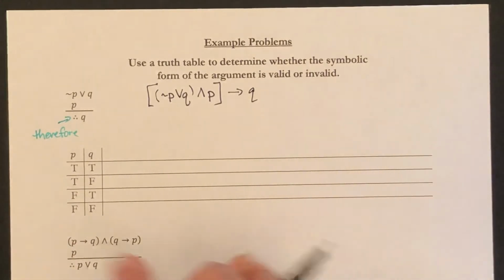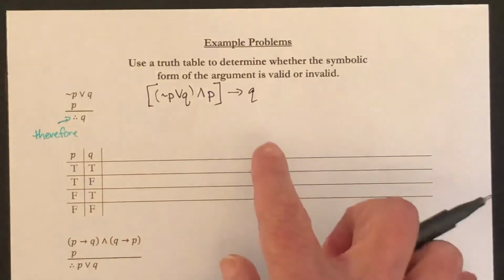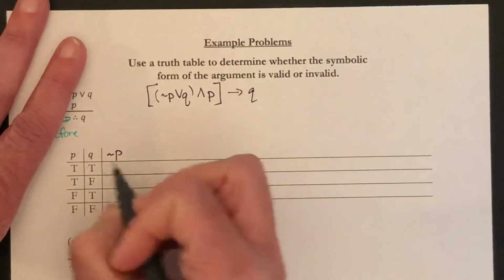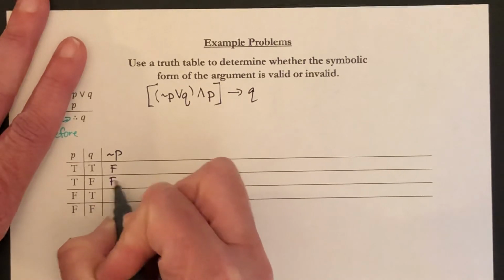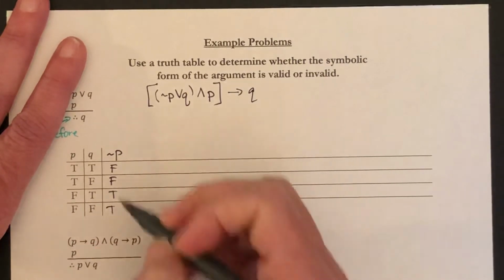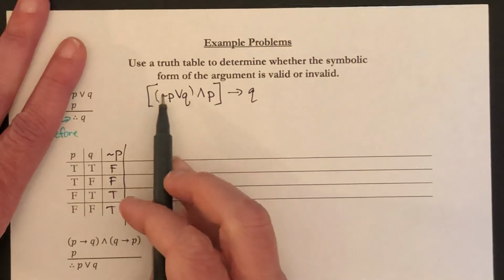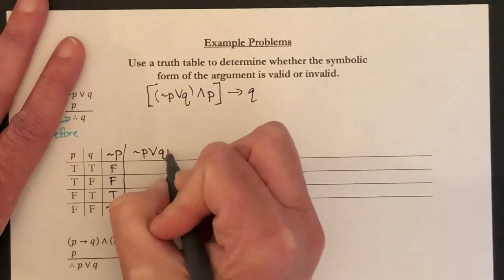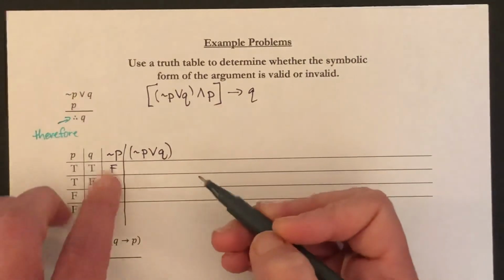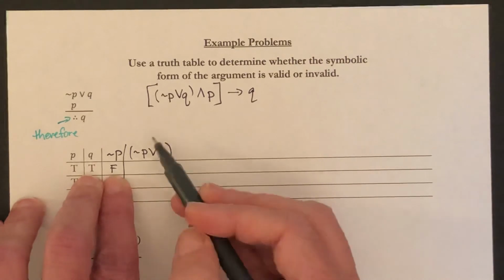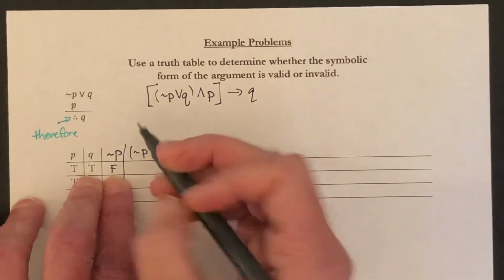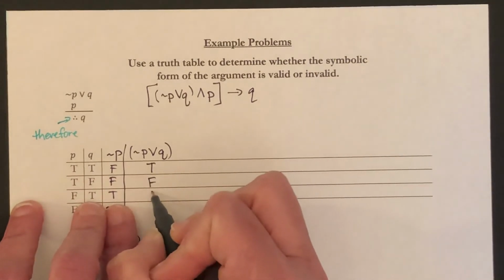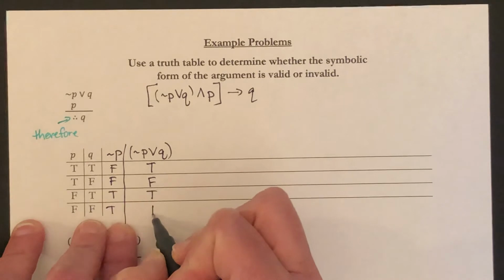So I'm going to go through and I'm going to build up the pieces I need here. I need a not P. So this is false, false, true, true. Okay. I need not P or Q. So not P or Q. And the only time an or is false is when they are both false. If there's a true anywhere, it is true. So the second one is false, true, and this one is also true.